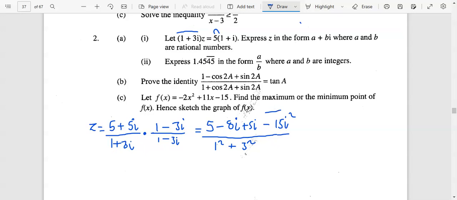Okay. All right. Yes. How is it an 8i? This wasn't supposed to be 8i. We multiply 5 times 1, it gave us 5. 5 times negative 3, that was supposed to be negative 15. Thank you very much. This is supposed to be negative 15.